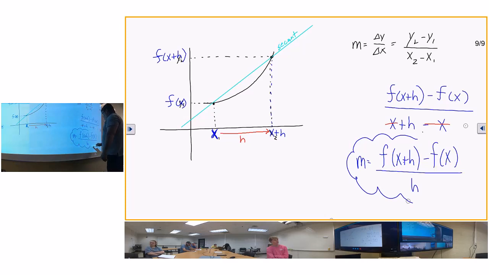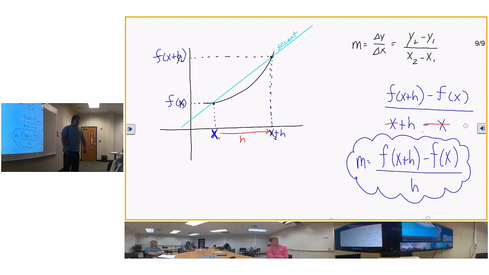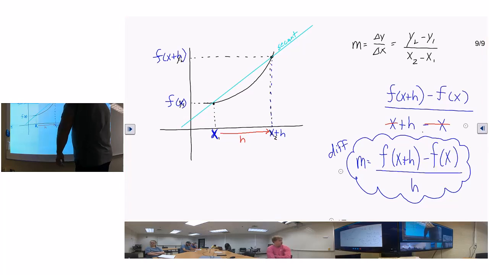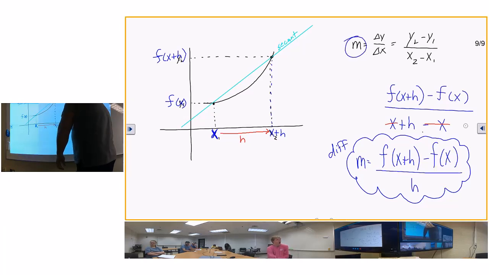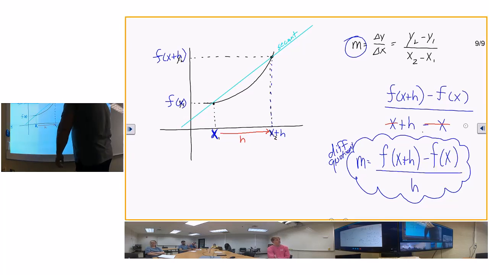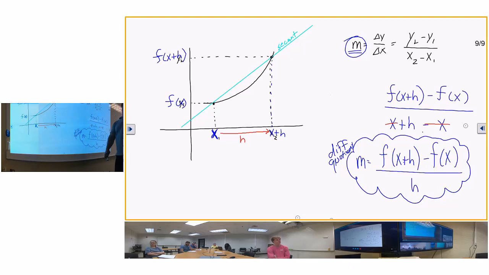Anybody ever seen this before? This is called the difference quotient. Say again? Difference quotient. Difference quotient is a fancy term for what? The slope.